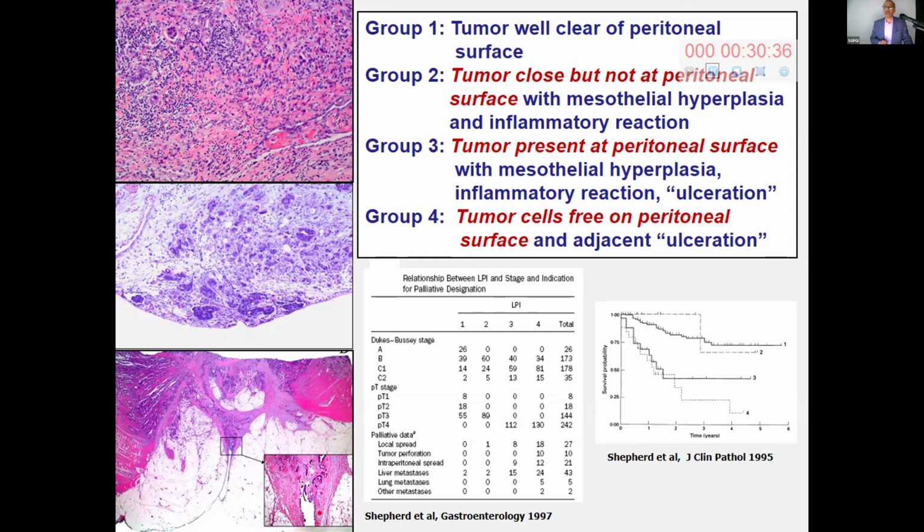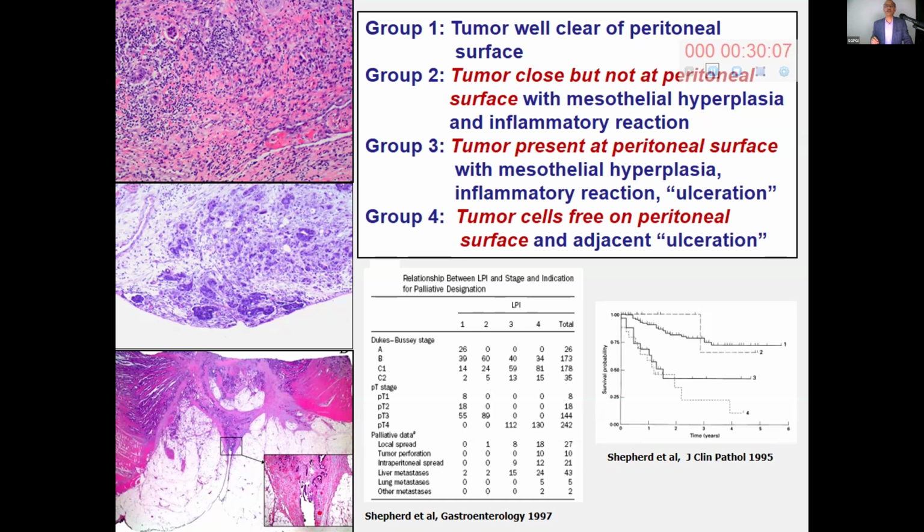So Neil Shepherd, a good friend of ours in the UK, came up with this idea many years ago and tried to subdivide depth of invasion of tumors close to the peritoneum into 4 groups. Group 1 was well clear of the peritoneal surface, group 2 was close but not actually involving the peritoneum, and then 3 and 4 were basically what we now call T4A.